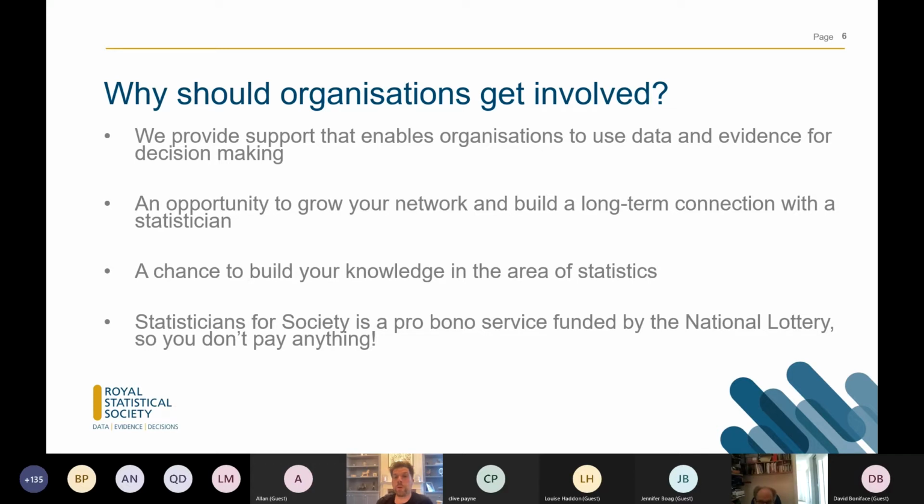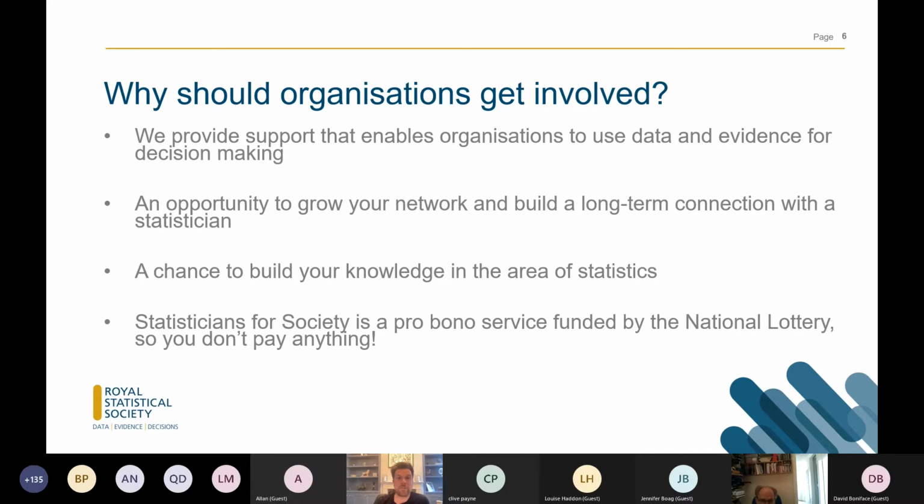And what we find from a lot of these projects is we create these links between our members, our volunteers from the RSS, who are professional statisticians or have the skills in statistics, with these charities. And a lot of the time we have very fruitful long-term relationships. There's also a chance to build your knowledge in the area of statistics.